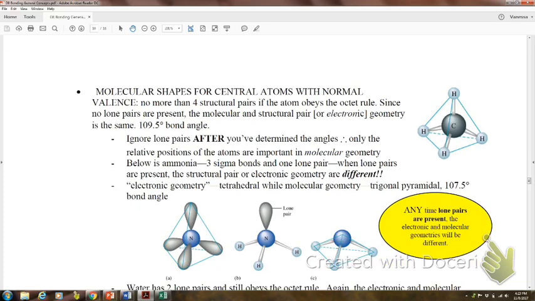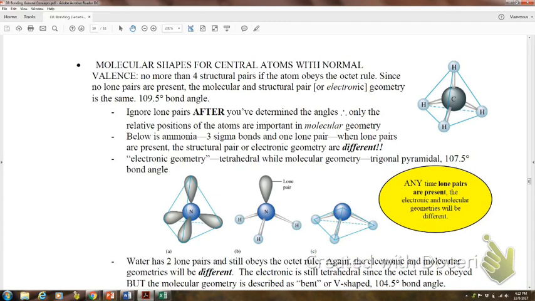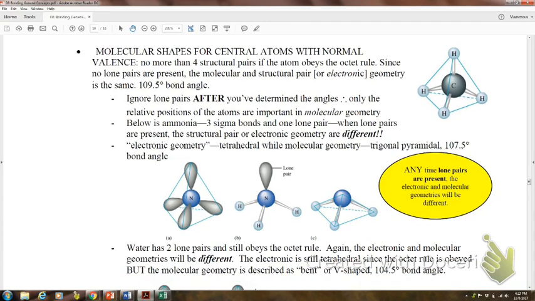So, molecular shapes for central atoms with normal valence, so no more than 4 structural pairs, if the atom obeys the octet rule. Since no lone pairs are present, the electronic geometry is going to be your tetrahedral shape, because you've got 4 things bonded on it. The electronic geometry for NH3 is actually tetrahedral, but its molecular geometry, of course, is trigonal pyramidal, because these are taking up space around the atom, because those are the lone pairs.